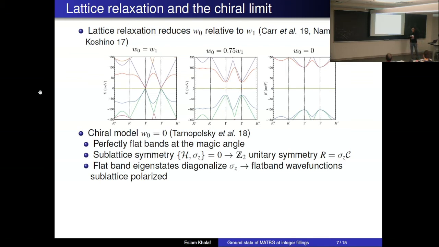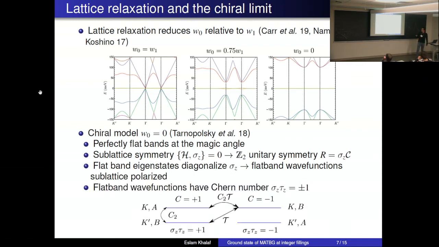Furthermore, when we look at the flat bands, since chiral symmetry generally maps positive energy states to negative energy states, for states at zero energy, chiral symmetry acts as a unitary internal symmetry. So it leaves the space of flat bands invariant, which means we can choose the eigenstates of the flat bands to diagonalize this operator. This is very important because it means that in this limit, the flat band wave functions are sublattice polarized. They either live completely on sublattice A or on sublattice B. Furthermore, the wave functions living on sublattice A have one Chern number, and the wave functions living on sublattice B have the opposite Chern number.